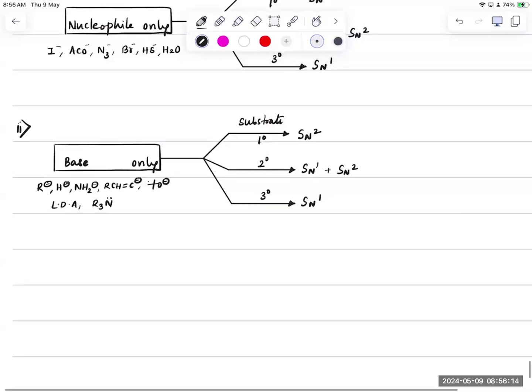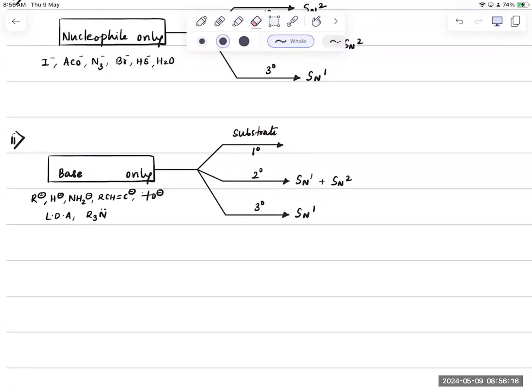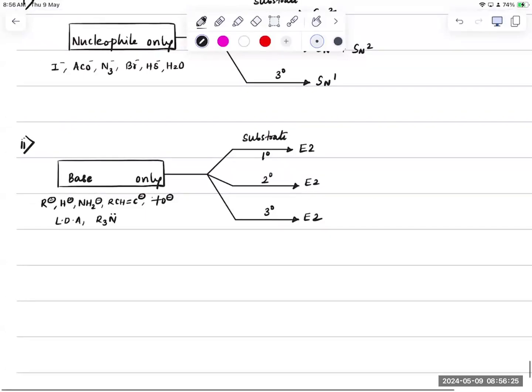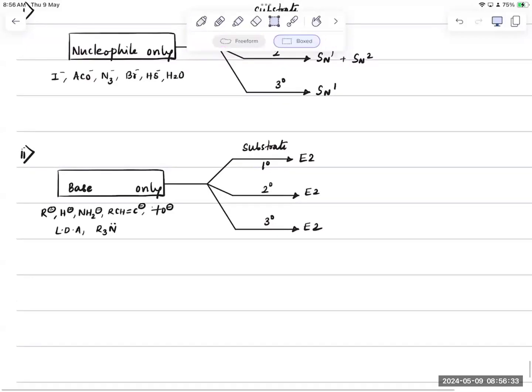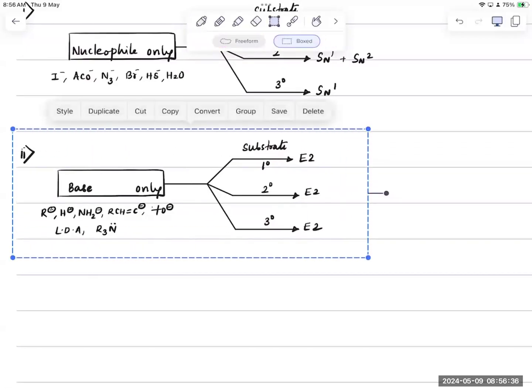In such case, whether it is 1 degree, 2 degree, or 3 degree, you will only notice E2 reactions. These are all going to be E2 reactions only. Clear, everybody? So if you have only base, it is always going to be E2 kind of mechanism. Okay, make a note of it, everyone.